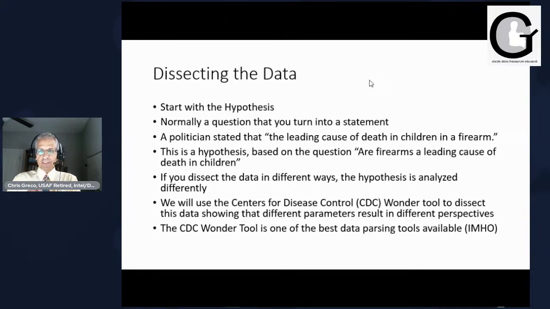We use the Centers for Disease Control CDC Wonder tool to dissect the data, showing that different parameters result in different perspectives. The CDC Wonder tool is probably one of the best data parsing tools available, in my humble opinion. You may find something else that's going to be tons more expensive to use. By all means, spend your money, because the more expensive the tool, the better it is, right? I mean, that's what everything is. The more expensive something is, the better it is.